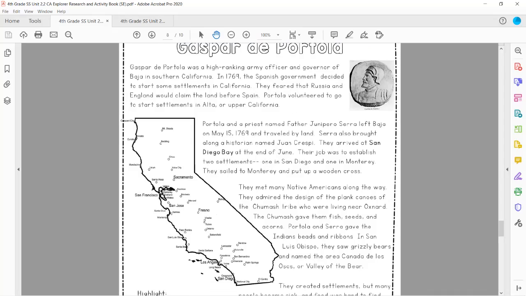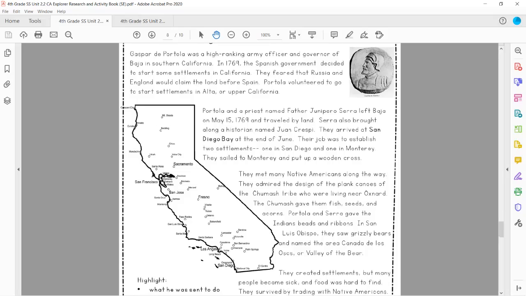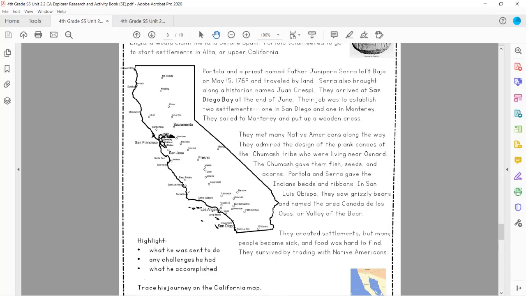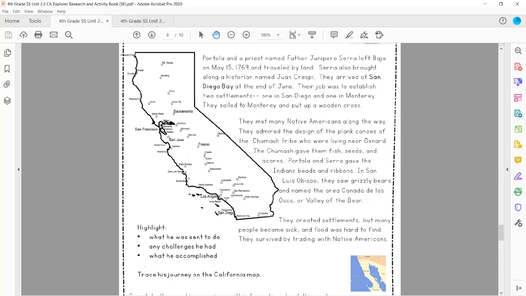They met many Native Americans along the way. They admired the designs of the plank canoes of the Chumash tribe who were living near Oxnard. The Chumash gave them fish, seeds, and acorns. Portola and Serra gave the Indians beads and ribbons. In San Luis Obispo, they saw grizzly bears and named the area Cañada de los Osos, or Valley of the Bear. They created settlements, but many people became sick and food was hard to find. They survived by trading with the Native Americans.